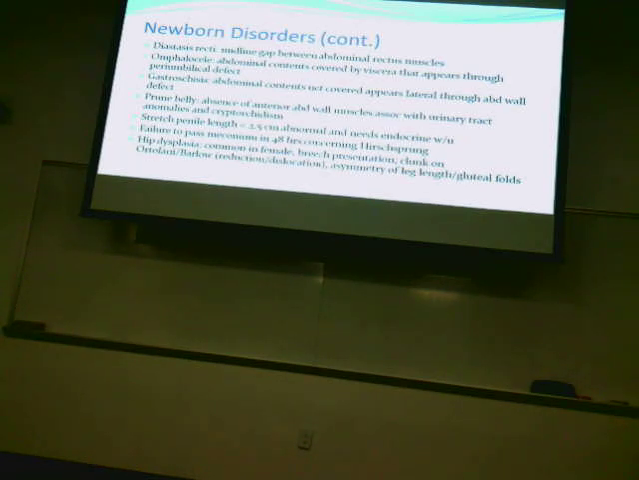Prune belly is where you have an absence of the anterior wall muscles, and you also see a lot of genitourinary problems, one of them being cryptorchidism. On that GU exam, if you have a stretched penile length less than 2.5 centimeters, that's abnormal, and you want to do endocrine workup for that. And any failure to pass the meconium in 48 hours is concerning for Hirschsprung's.